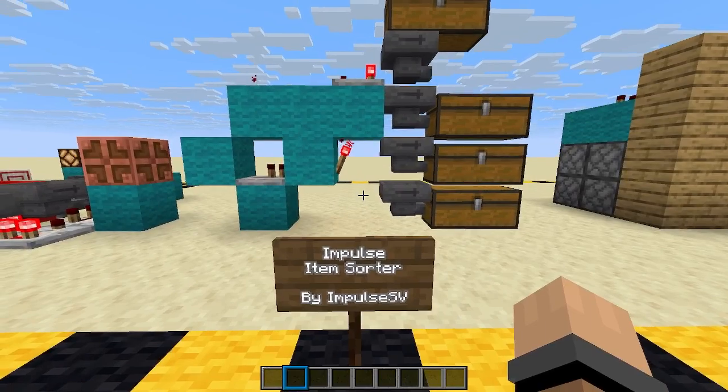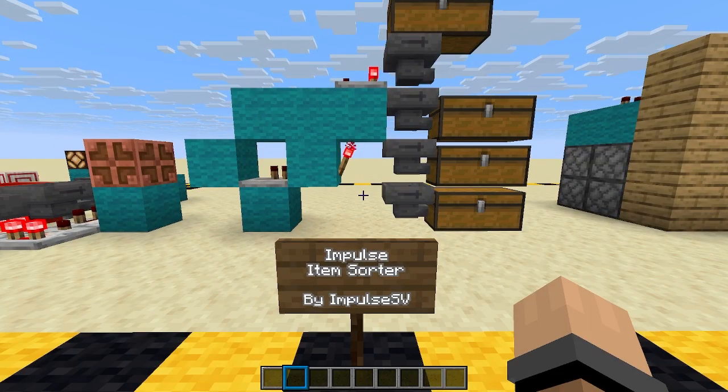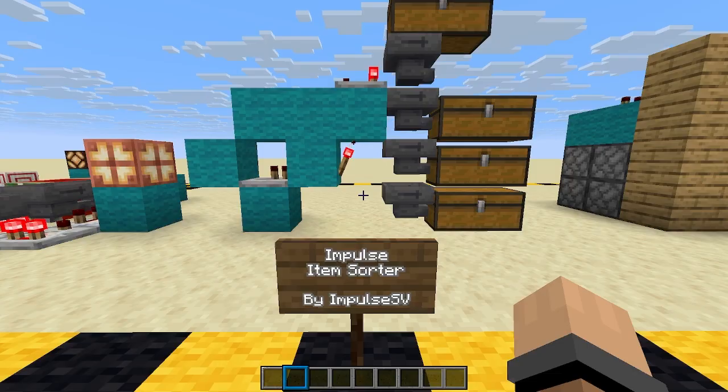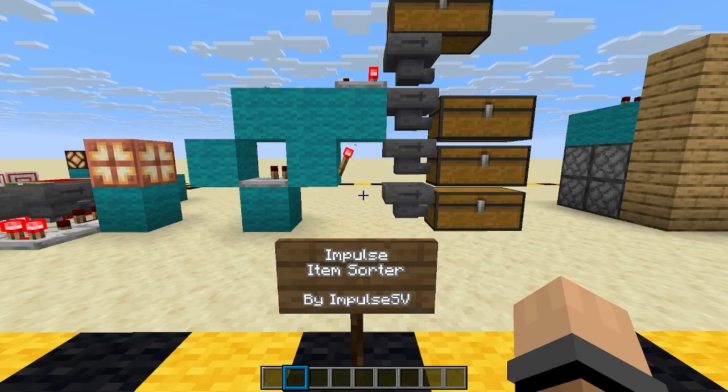Next, we have the Impulse Item Sorter by Impulse SV. At least he is the first I have tracked. And seeing this, I cannot confirm or deny if he did it, but I am fairly certain that he is the one that designed this. But I use this in almost all of my sorting systems. And I know that people have been using other ones, but I don't know. Call me weird. I like this one a lot.